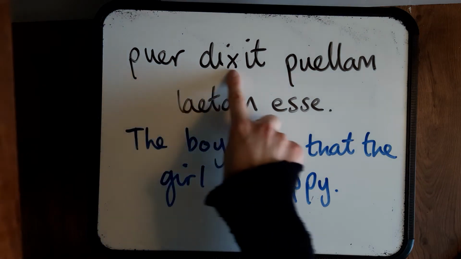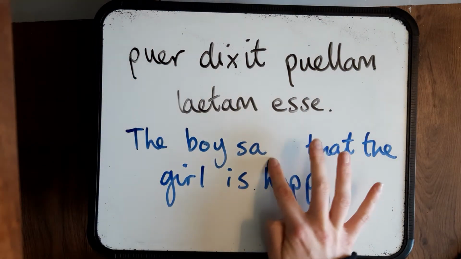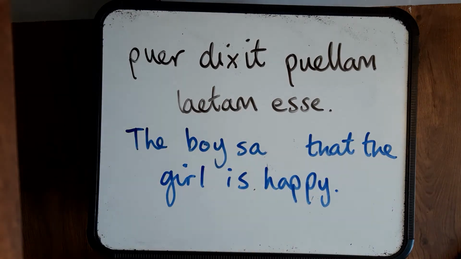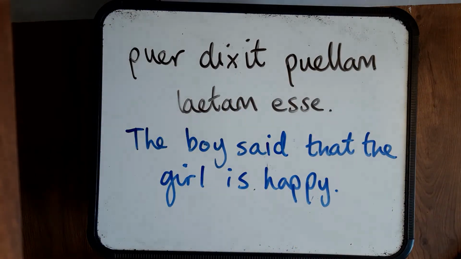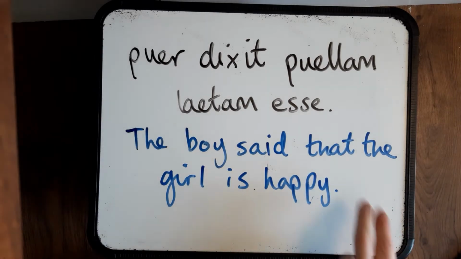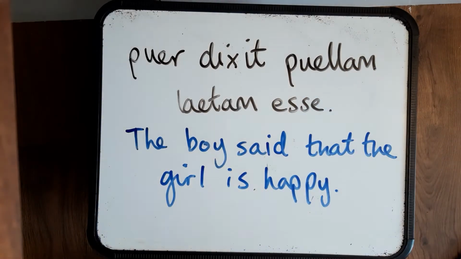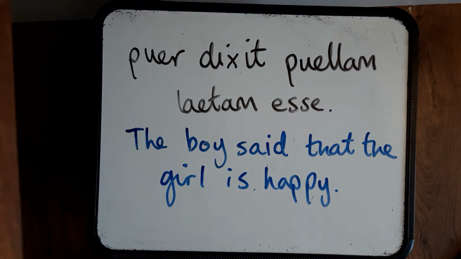So firstly, the simplest thing that happens is obviously that the boy says is no longer happening in the present tense and it becomes the boy said, because that's the perfect. So the boy said that, etc. Now all the structure rules are still the same. You still insert the that, you're still translating the accusative as the subject, and you're still translating the infinitive as a normal verb. But just think about this logically.